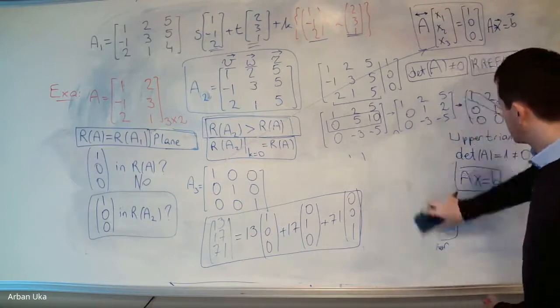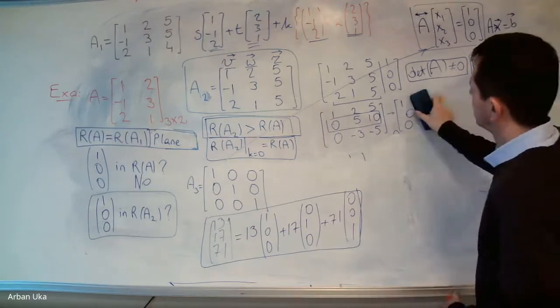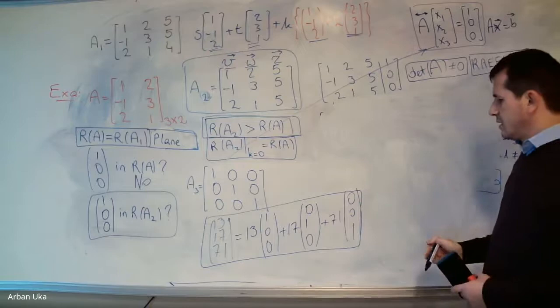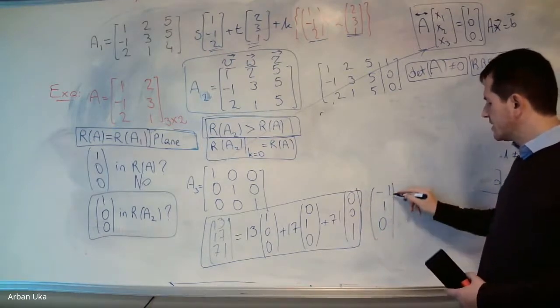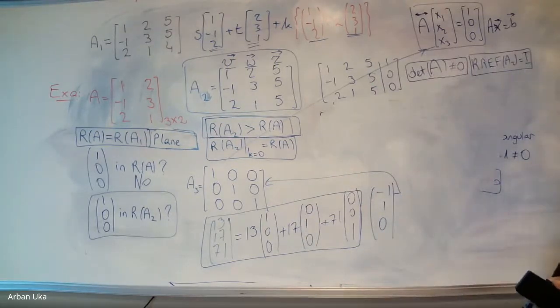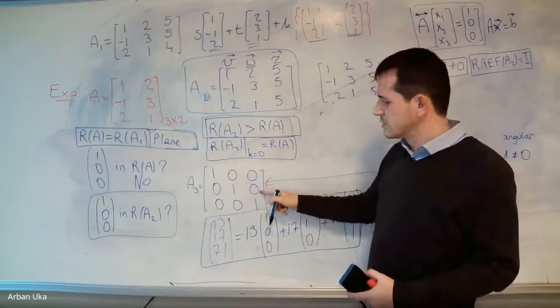If this is the case, we also consider the following. Or I can ask this one. Is minus 1, 1, 0 in the range of A3? What do you think? Yes. And don't forget, this 1, 0, 0, 0, 1, 0, and 0, 0, 1 is like the x, y, z.